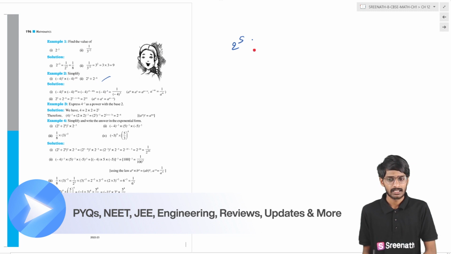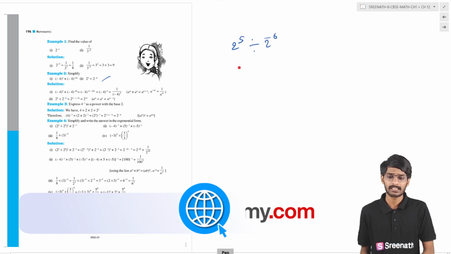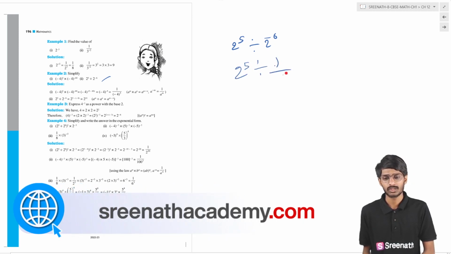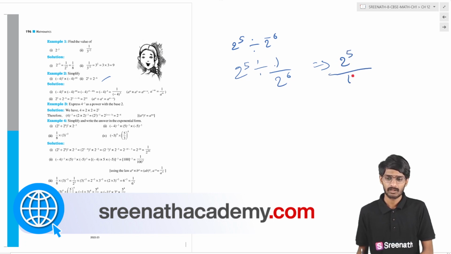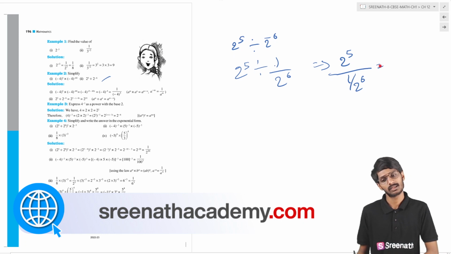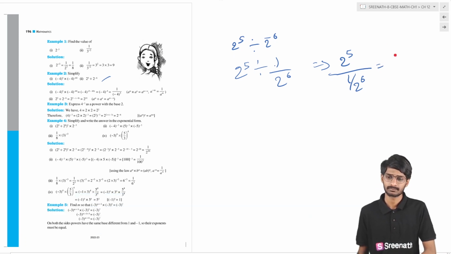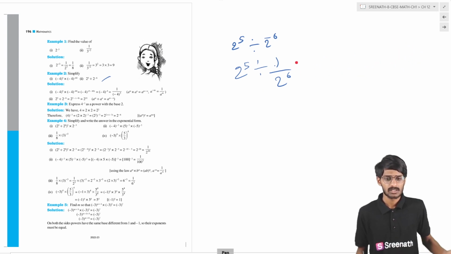So let us do this problem, that is 2 power 5 divided by 2 power minus 6. We can write it as 2 power 5 divided by 2 power minus 6, or simply as 2 power 5 divided by 1 by 2 power 6. So it will become 2 power 5 divided by 1 by 2 power 6, which is nothing but 2 power 5 by... So basically, students, simply we can do it.